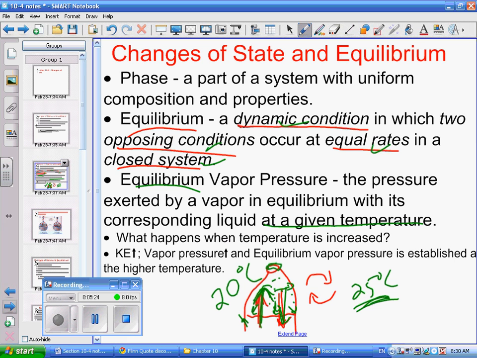So it says here what happens when temperature is increased in this question here. The kinetic energy of the particles increases, vapor pressure increases, and equilibrium vapor pressure is established at a higher temperature. So if I change the temperature, it's no longer in equilibrium until it adjusts itself and becomes back in equilibrium again.